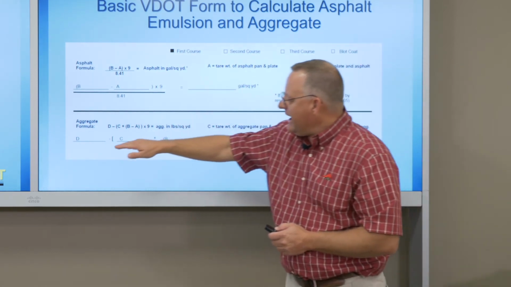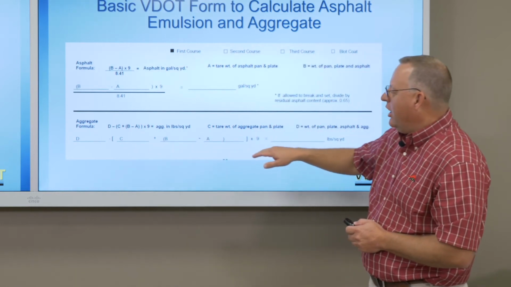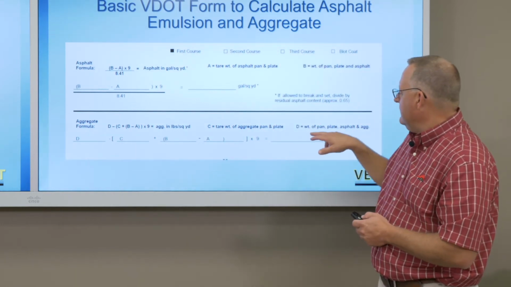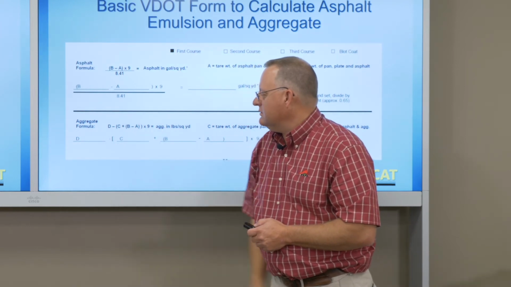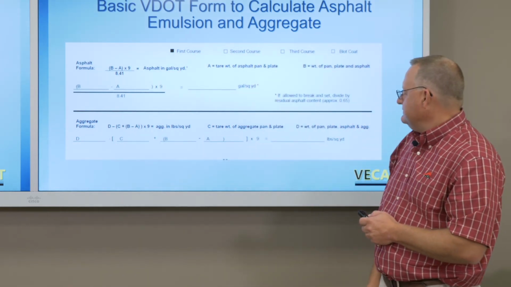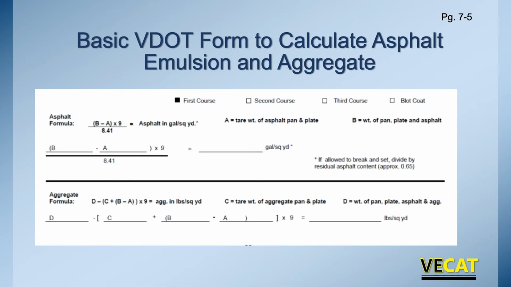Then we have the aggregate. So we can also just take it that next step, where we have the aggregate and an asphalt emulsion on a plate or a pan. This is the weight of that same pan that everything's put in. B and A are the same as above. That's where our asphalt emulsion is. And calculate pounds per square yard.